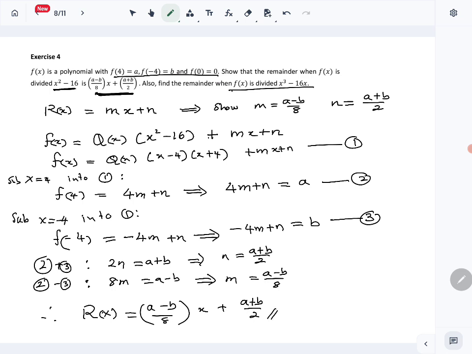Now let's look at the second part. Now we have to show what? Find the remainder when f(x) is divided by x cubed minus 16x. X cubed minus 16x, right?